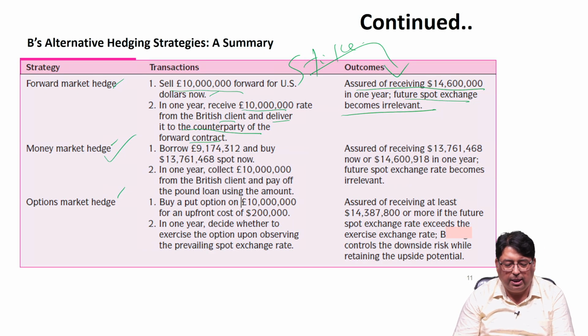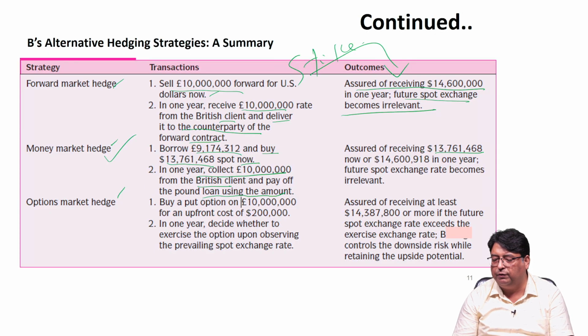In case of money market hedge, borrow this much amount and buy this much dollars at spot now. In 1 year, collect this much amount from the British client and pay off the pound loan using the amount. And the outcome is there is assurity of receiving this much amount, that is 1 crore 37 lakhs 61,468 dollars now, or this much amount in 1 year. The future spot exchange rate becomes irrelevant.